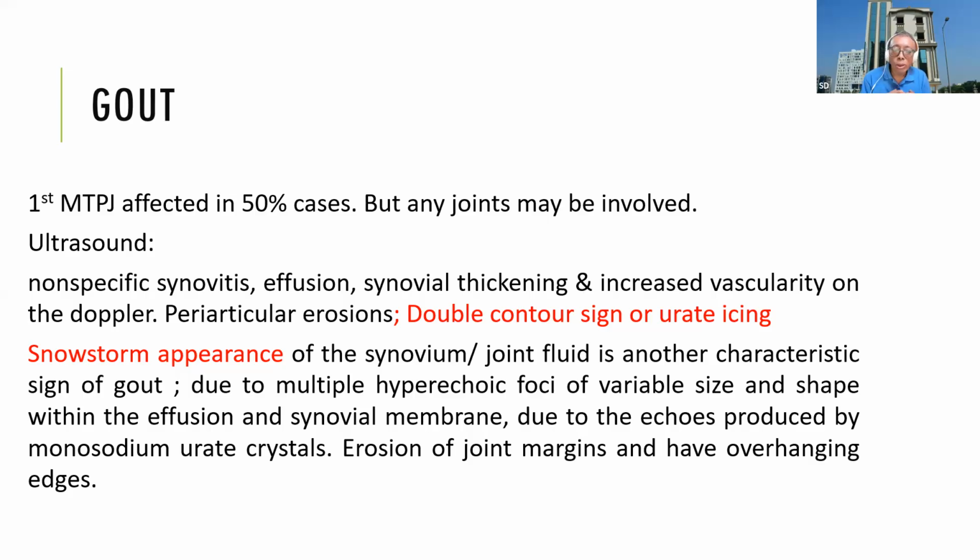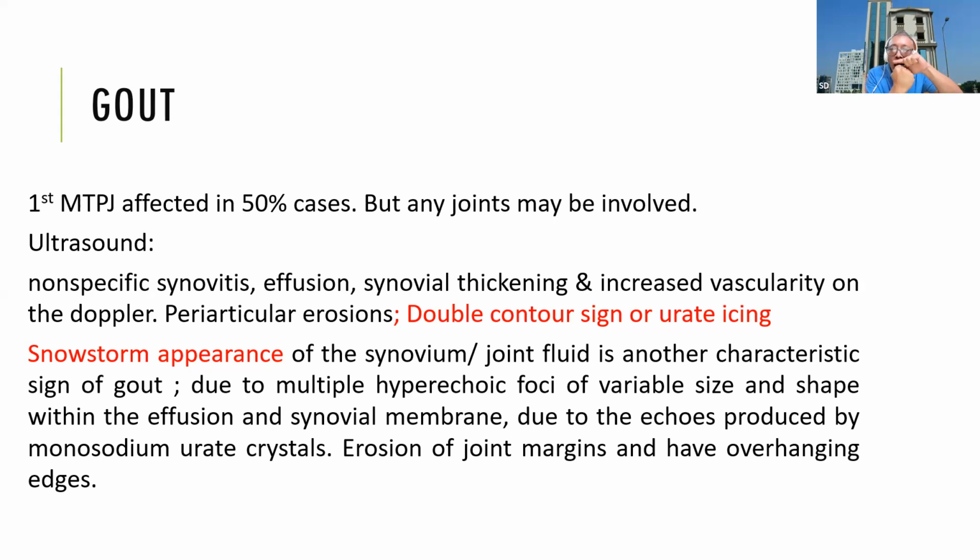So the double contour sign is basically due to the deposition of monosodium urate over the hyaline cartilage. As you all know, the hyaline cartilage is black in color. Fibrocartilage is hyperechoic. So in the joint that is covered with hyaline cartilage, that is black. Hyaline cartilage is usually black in color.